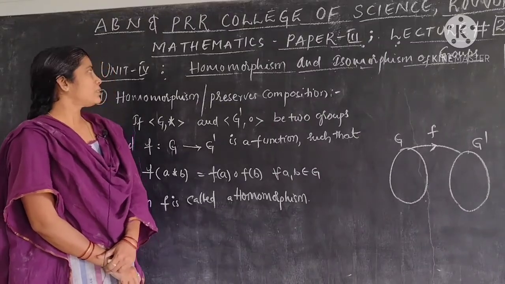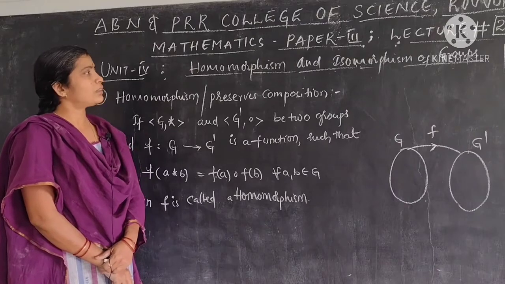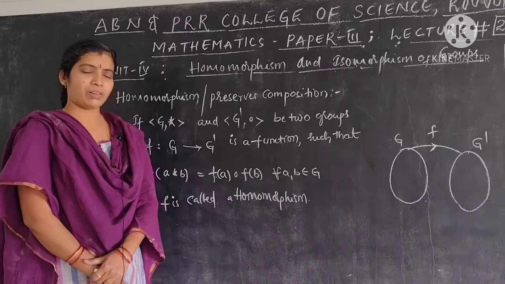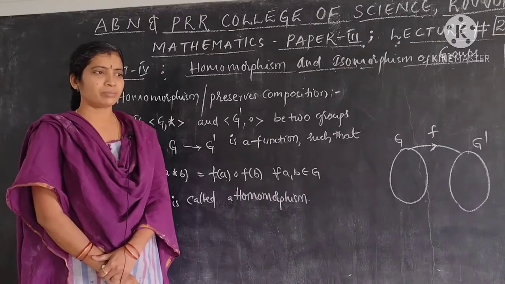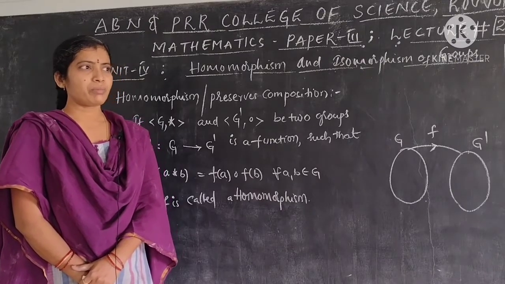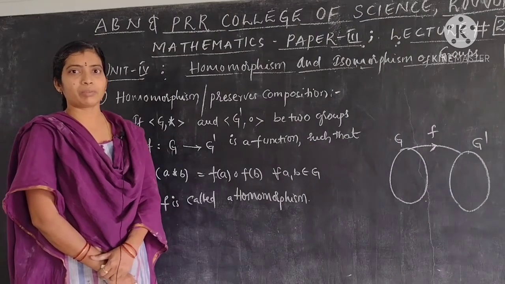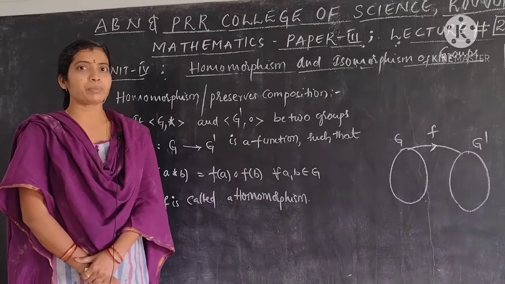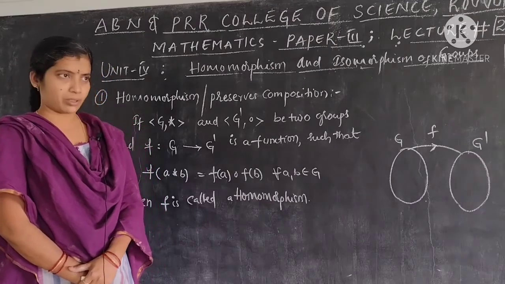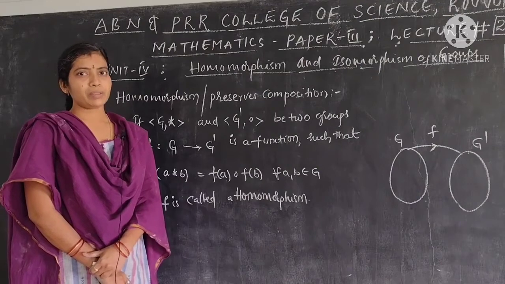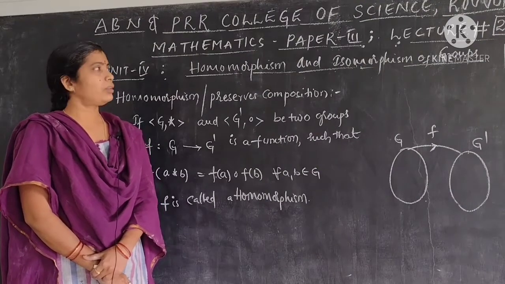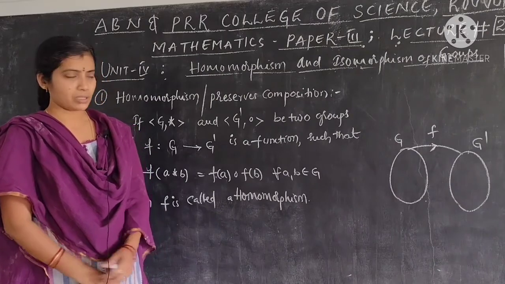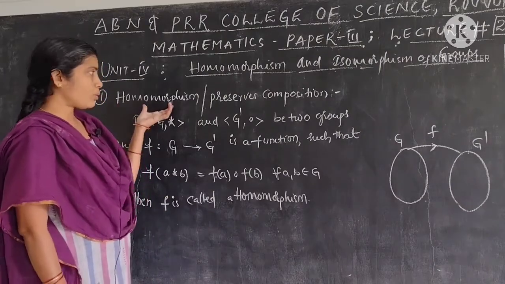Today we are going to discuss unit 4, which is homomorphisms and isomorphisms of groups. What is the meaning of morphism? Morphism means preserving. Which preserving? Here we are discussing mappings, mappings preserving some compositions. Which mappings are there? They are homomorphism and isomorphism. Let us discuss them. What is a homomorphism?